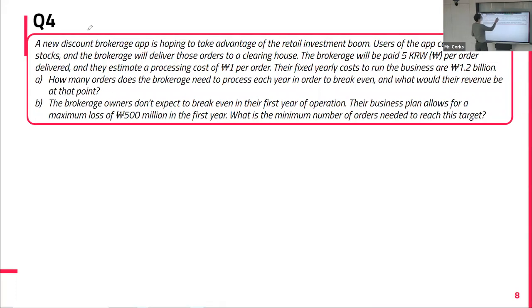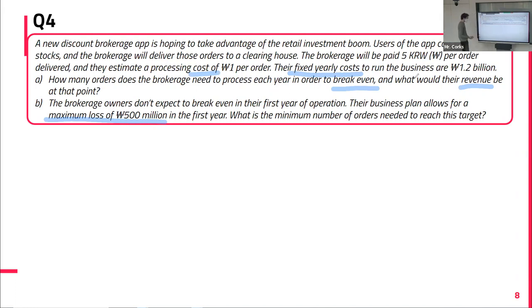Let's see if we got a message in chat. We got a solution. All right, we'll come back and look at the solution, see if it's correct. What kind of problem is this? Break even. Fixed cost. Revenue. Cost. Loss of this thing, which we can recognize is actually talking about a negative profit. Lots of clues here that this is a break-even problem.